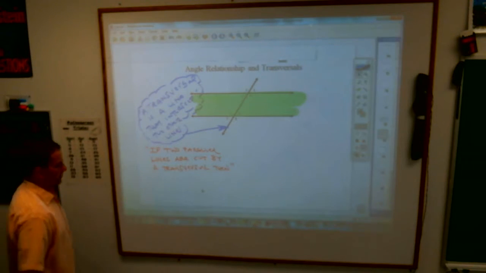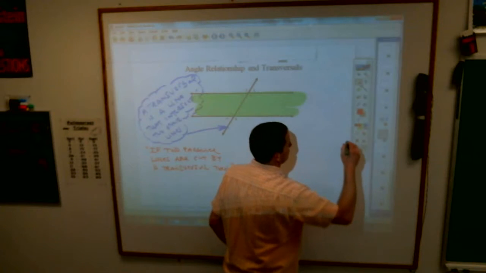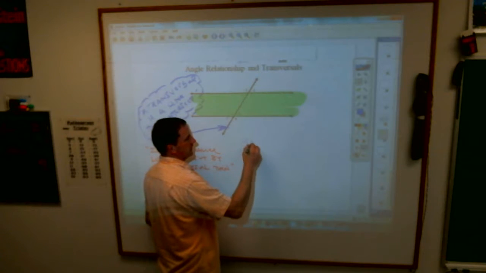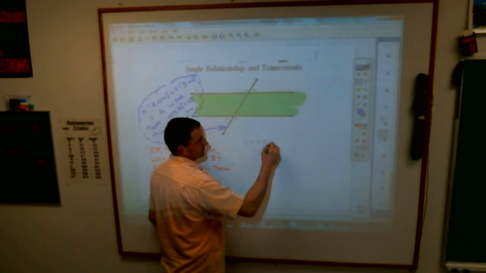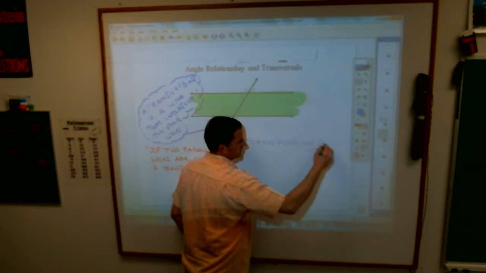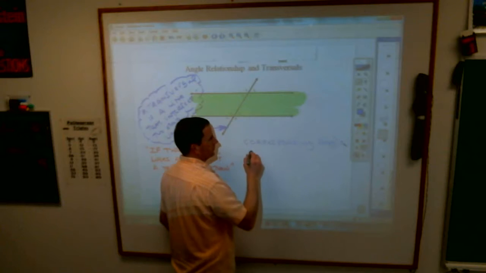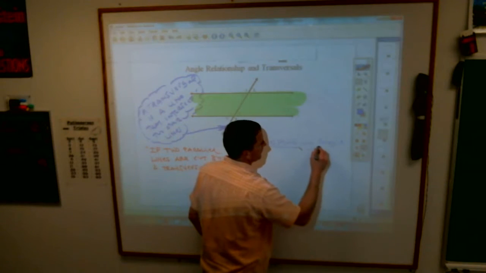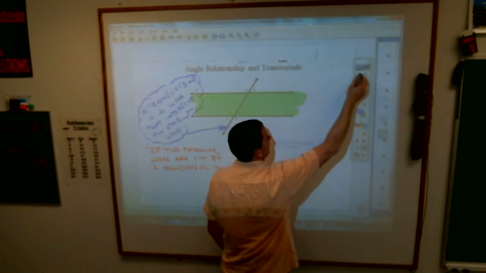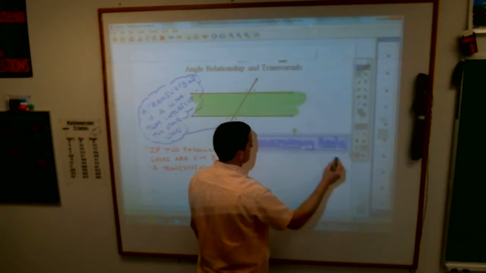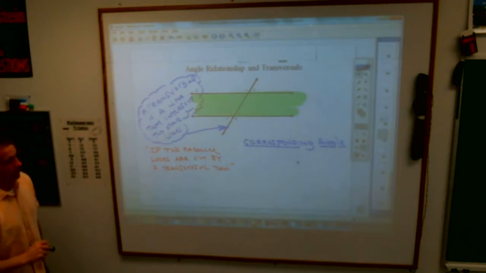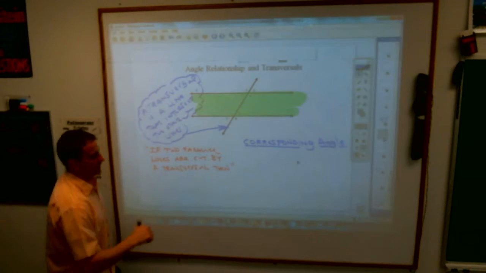Oh, okay, we gotta do this. If two parallel lines are cut by a transversal, write this down, corresponding angles. Why does this keep writing so? We got to define this first. This is what a corresponding angle is.